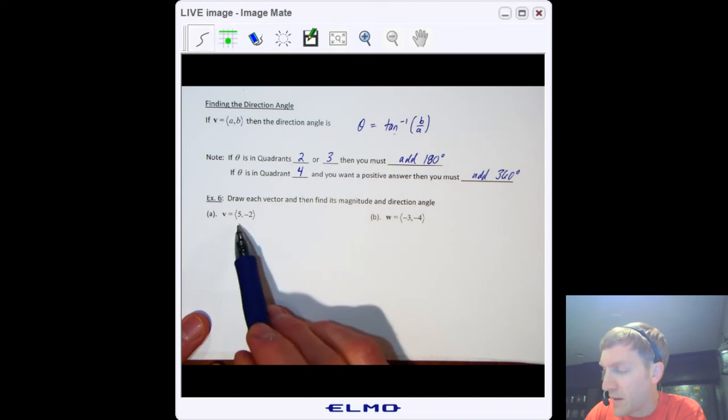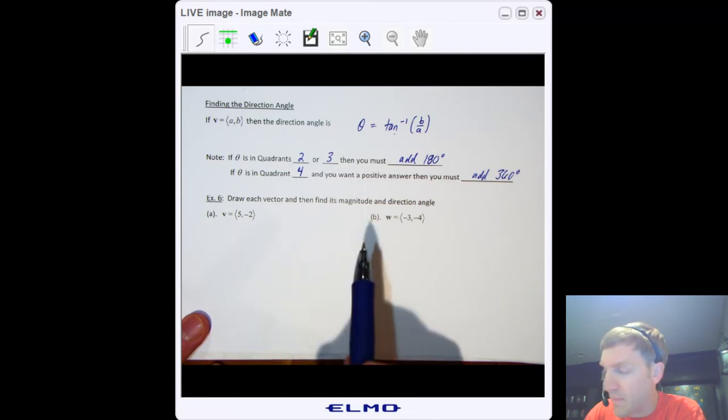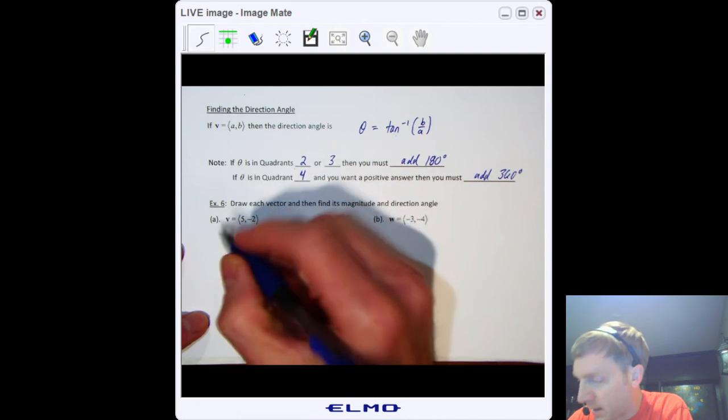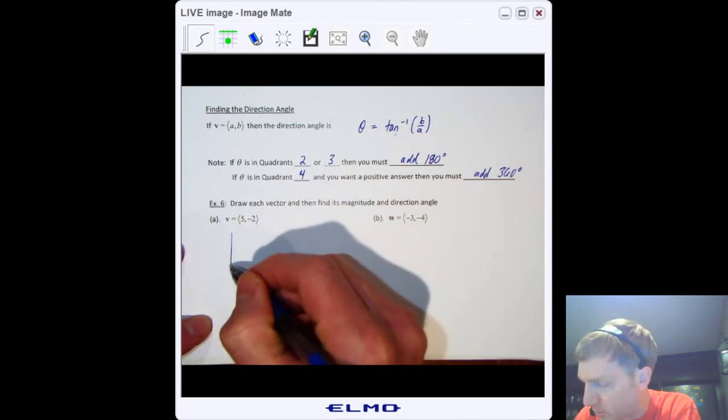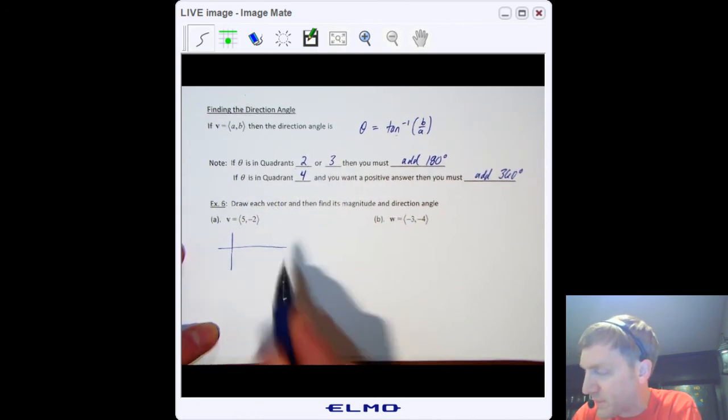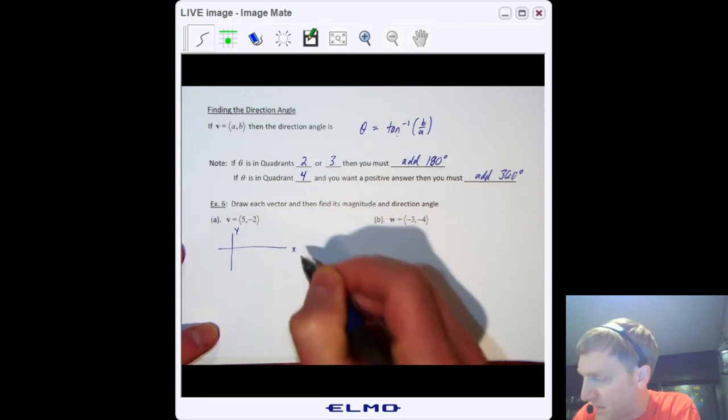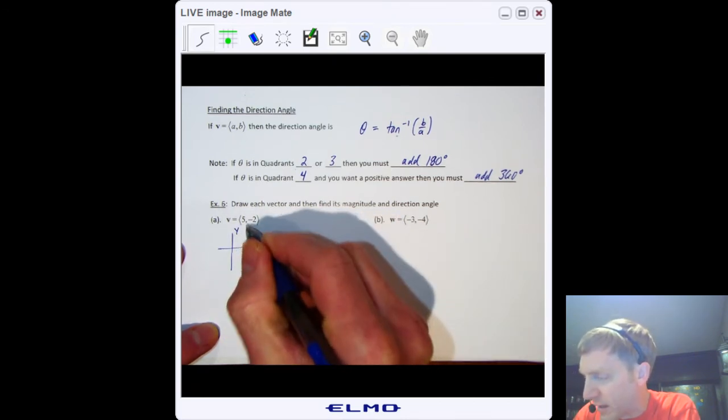Here, I'm going to give you a vector, draw the vector, and then let's find the magnitude and the direction angle. And again, always draw the vector first. I want to see you draw the vector to help you visualize what's going on. So let's draw the vector 5, -2. So that's going to be in quadrant 4, right? Because we're going right and down.